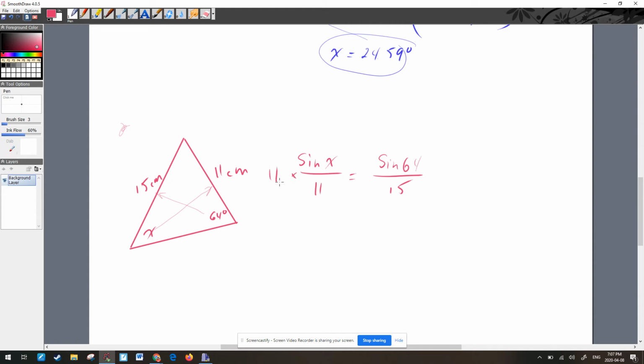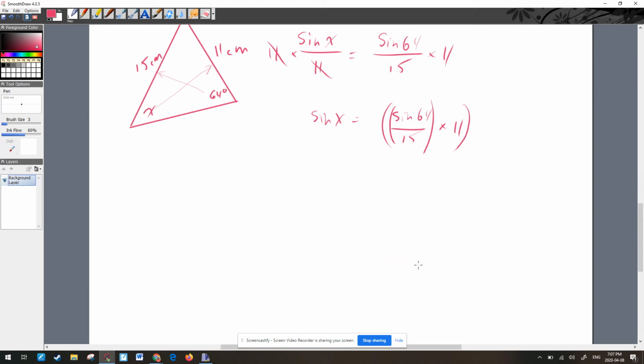I know I need to multiply by 11. Multiply by 11. Those guys are going to go away. And we're going to do that: the sine of x is equal to the sine of 64 over 15 times 11. Like that, and you know, theoretically there's brackets here. I want to get x all by itself, so we're going to say x is equal to the sine inverse of the sine of 64 over 15 times 11, and I'm going to drop that into my calculator.